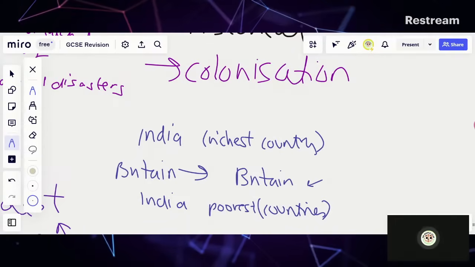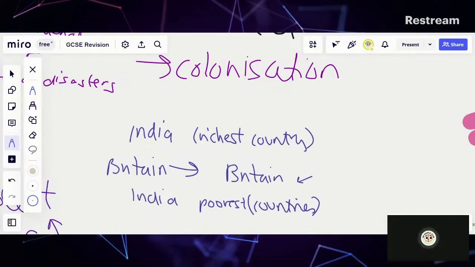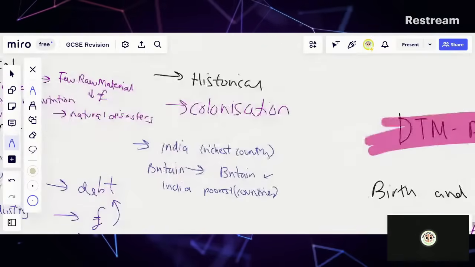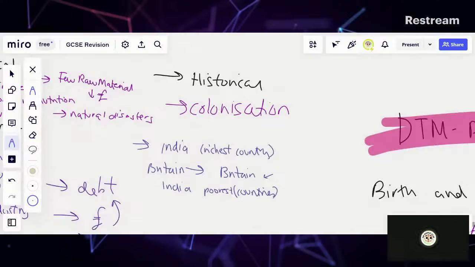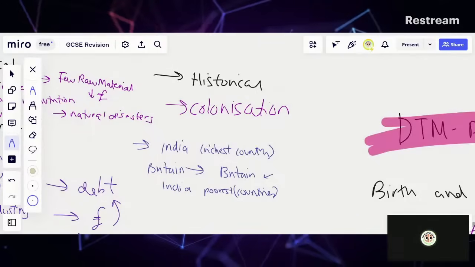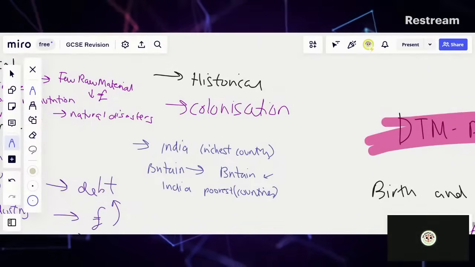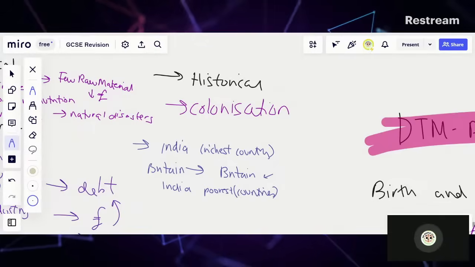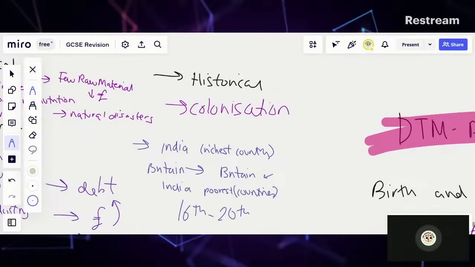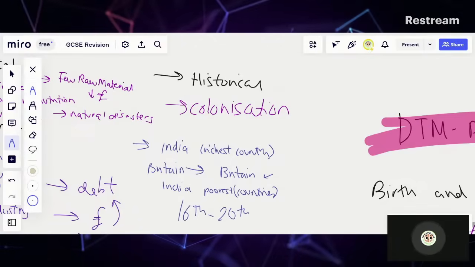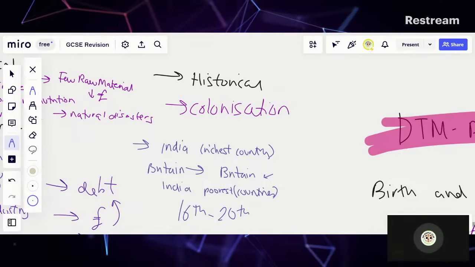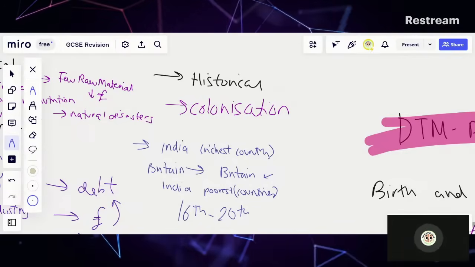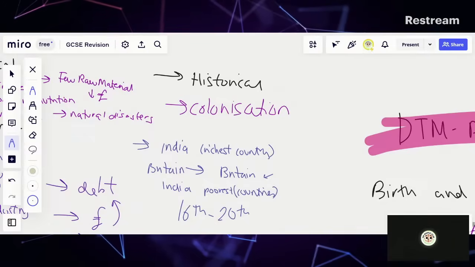Now, I'm sure you can think of loads of examples of Britain and other countries colonizing other countries. And what happens is, as they go in, it's at higher development, and when they leave, it's at lower development. The European countries that colonized Asia, Africa, Australasia, and the Americas, which happened between the 16th and the 20th century, because of all of this, they removed all of the raw materials like gold, like silver, and this meant that all of the profits went to the colonizers instead of the people living there.